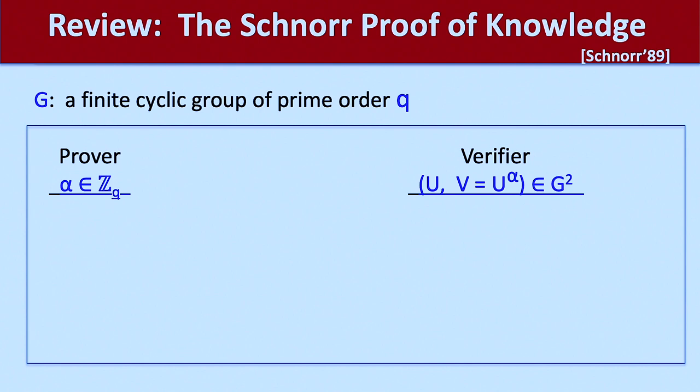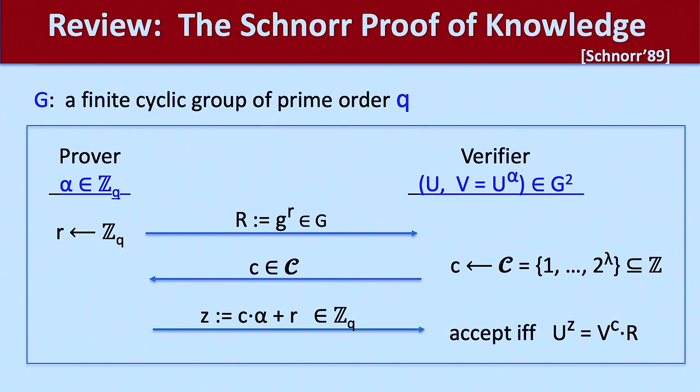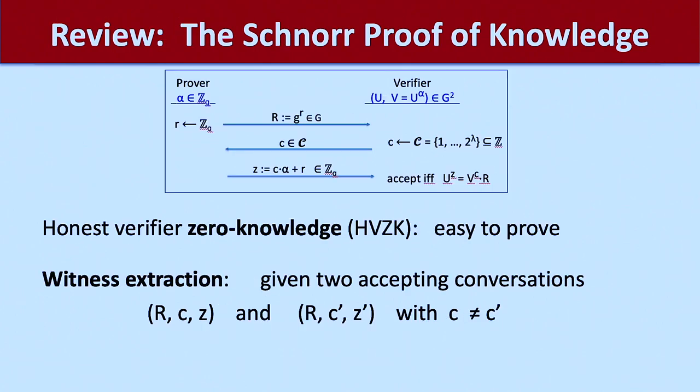Okay, so how does the protocol work? I'll just go through this quickly. I think everybody knows this. The prover starts by choosing a random R, and sends G to the R over to the verifier. The verifier chooses a random challenge. The prover sends back C alpha plus R, basically the challenge, the witness blinded by this random value, and the verifier accepts if this condition holds. Okay, good. That's the Schnorr protocol, as I said, that we all know and love. It's actually easy to prove that it's honest verifier zero knowledge. I won't go through that.